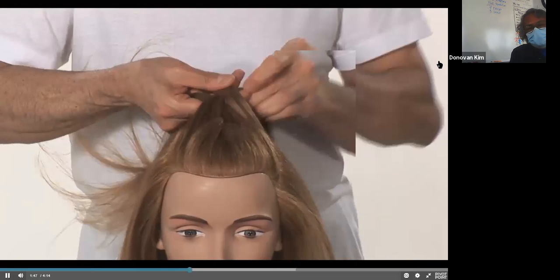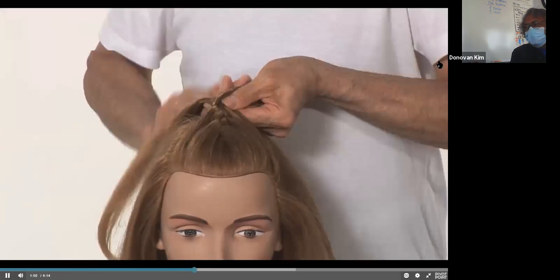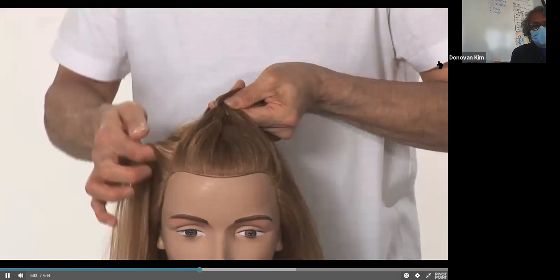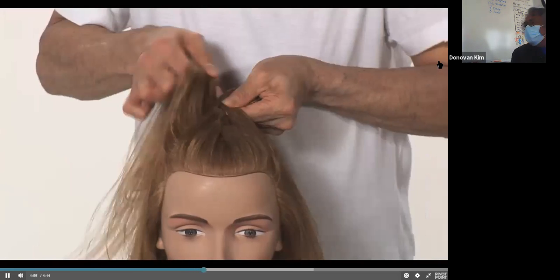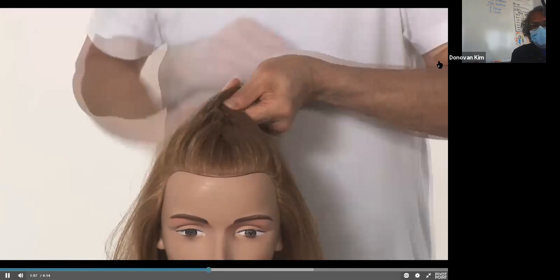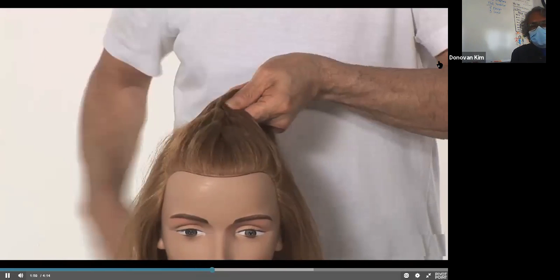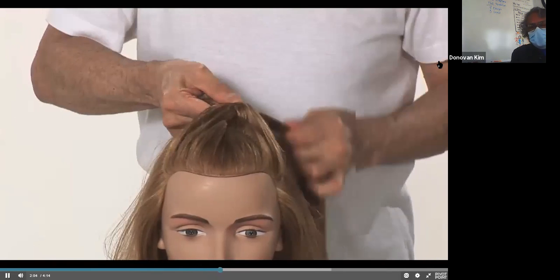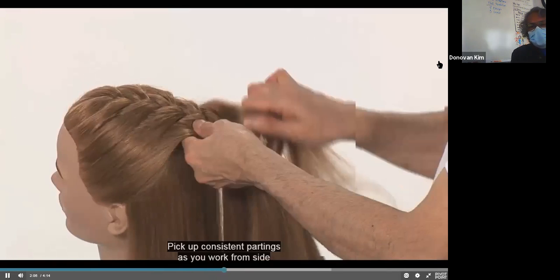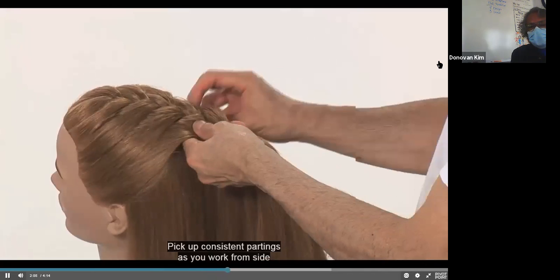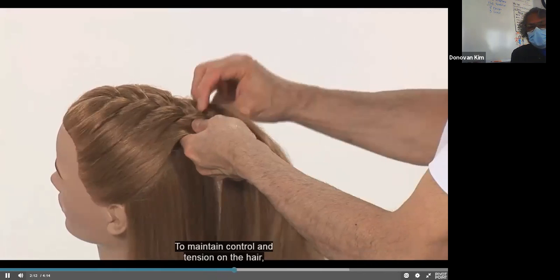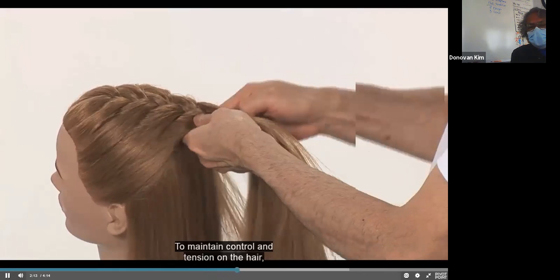A good way is prepping the hair before even starting a long hair design. I mean, you put a couple of curls in it so that it's easy to bend. And so you don't have to fight with it or pre-texturize it with some sort of liquid tool. Pick up consistent partings as you work from side to side using the same procedures. To maintain control and tension on the hair, try to always hold the three strands in one hand.